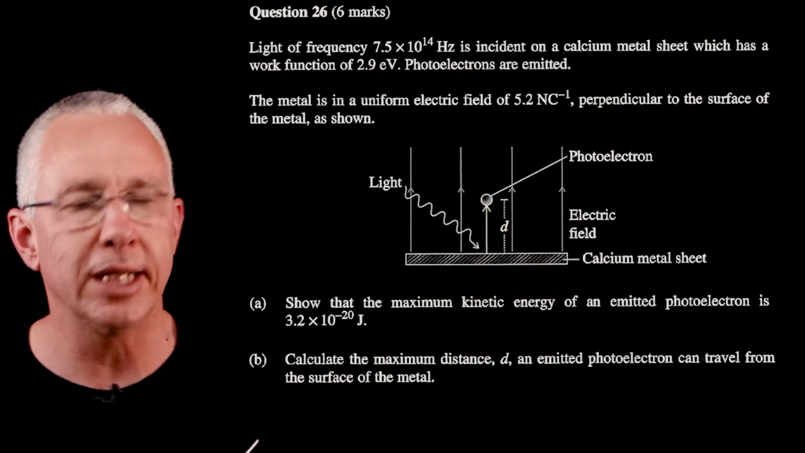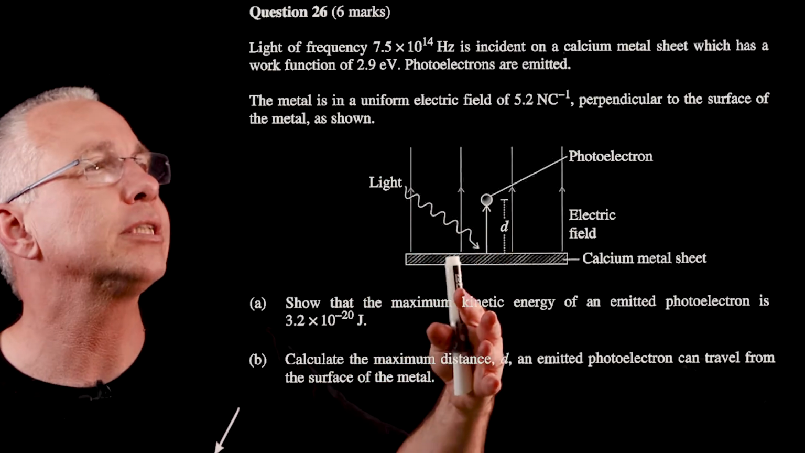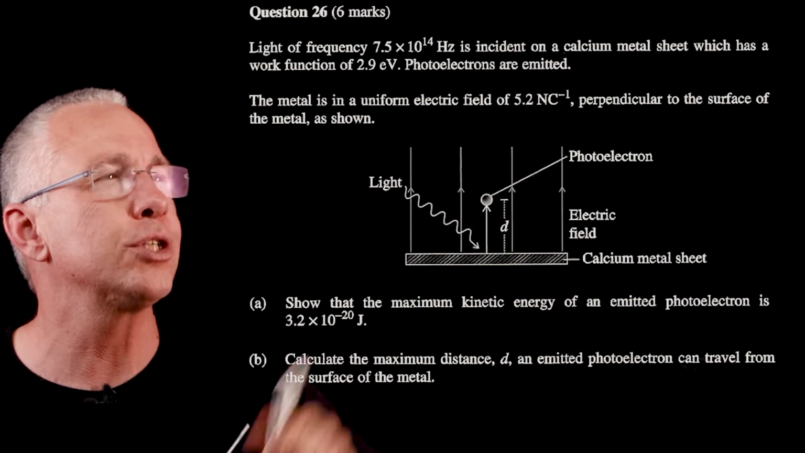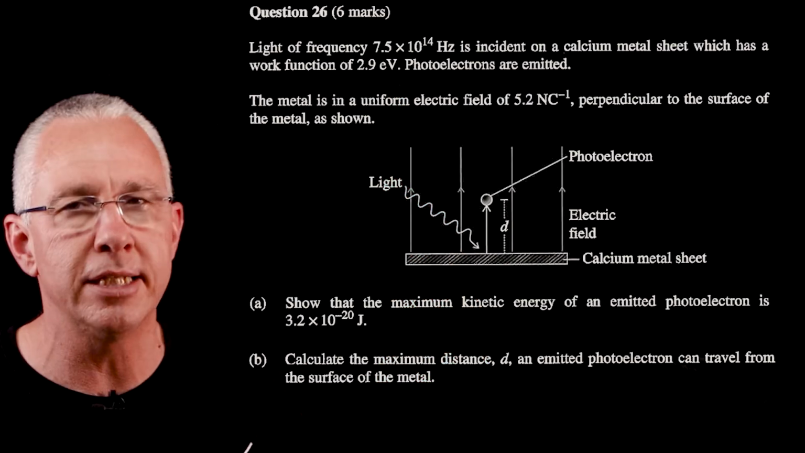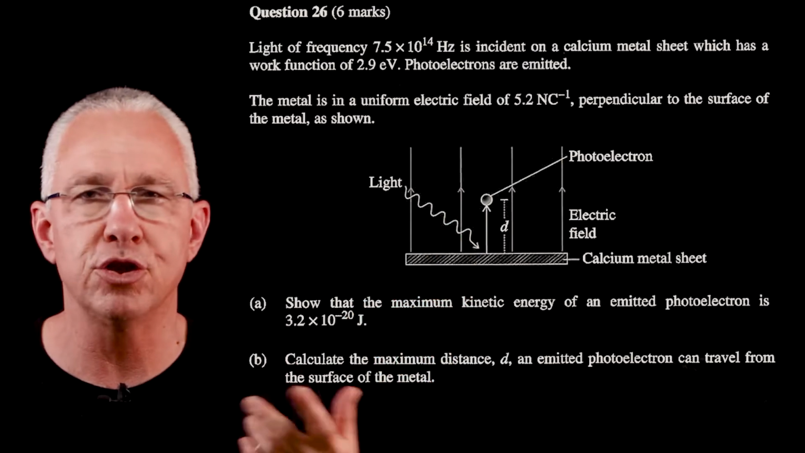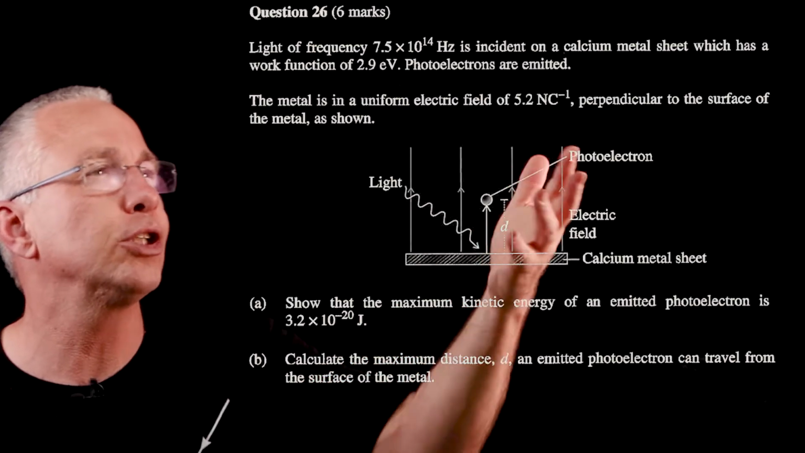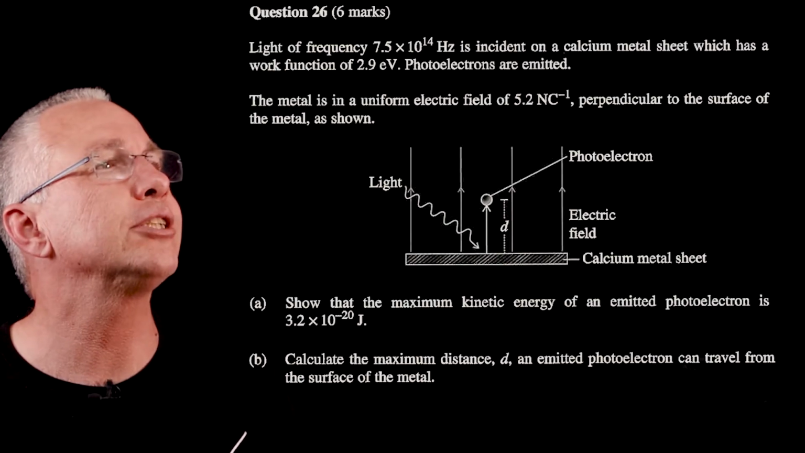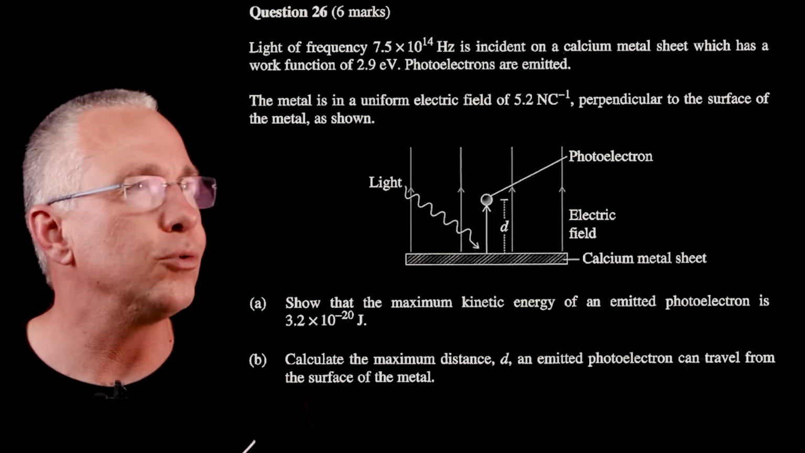What we have is the photoelectric effect. Light is striking a surface, and that is releasing photoelectrons. And now it moves through an area that also contains an electric field. The question says there's a certain frequency to the incident light onto our calcium metal, and we're told it has a work function of 2.9 electron volts. We know that they're overcoming that work function because photoelectrons are being emitted. We also have the application of our electric field of 5.2 newtons per coulomb, which is perpendicular to the plate.